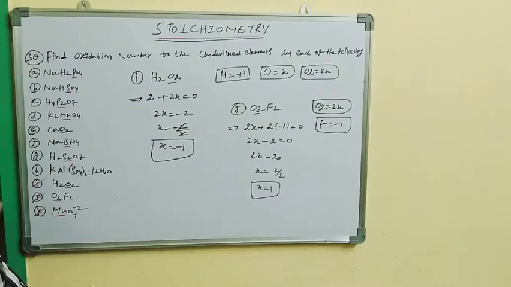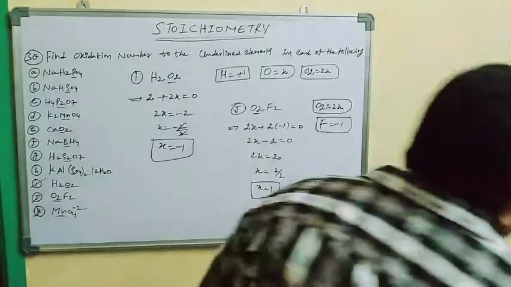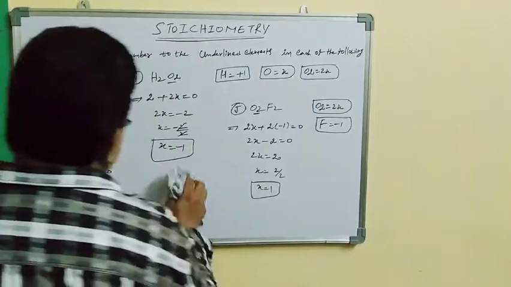So last one I am doing. Copy this one. So here all the compounds' sum is equal to 0, except in this case. This is a negative radical. For anionic case, all elements sum is equal to negative charge. So now I am going to explain the last one.